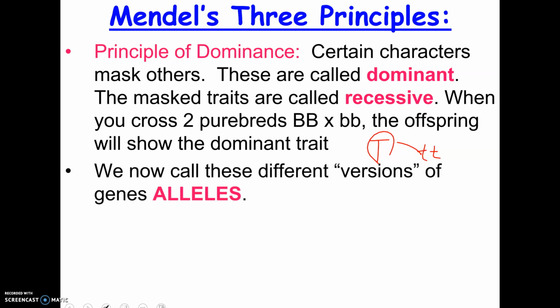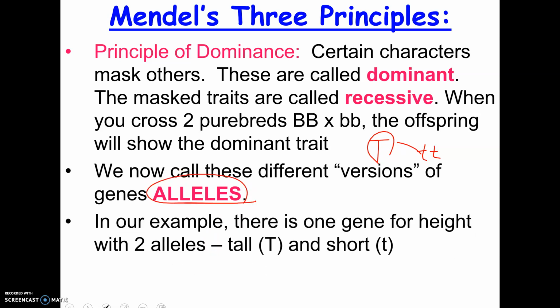Anyway, we call these versions of the gene alleles. Make sure you understand that. It was 1 gene, in this case, which controlled height, but there were 2 versions or alleles. This is where homologous chromosomes come into play. Homologous chromosomes, remember, were not identical. One came from your mom, one came from your dad. So a pea plant could have 2 copies that were identical, but it could also have 2 copies that were different because each chromosome came from a different parent originally.